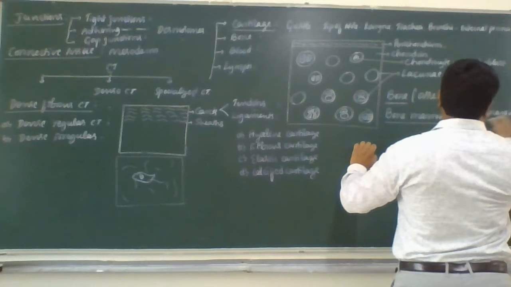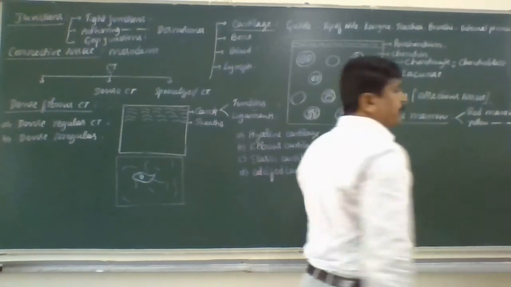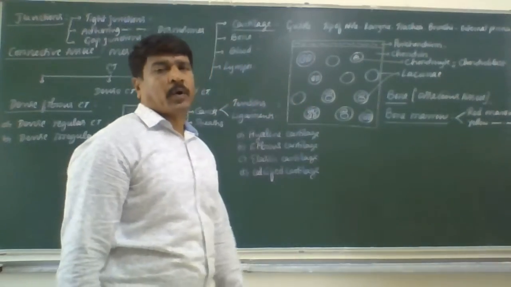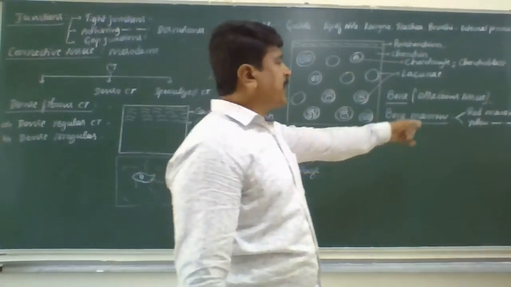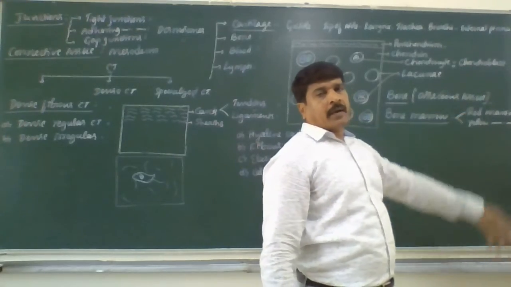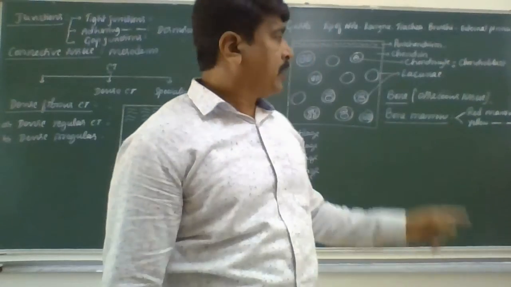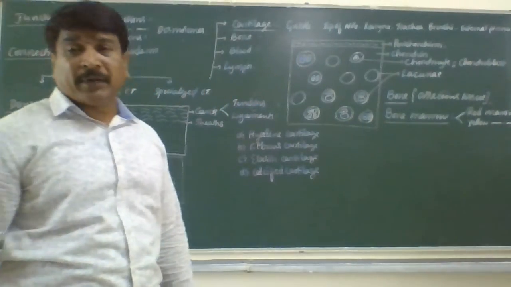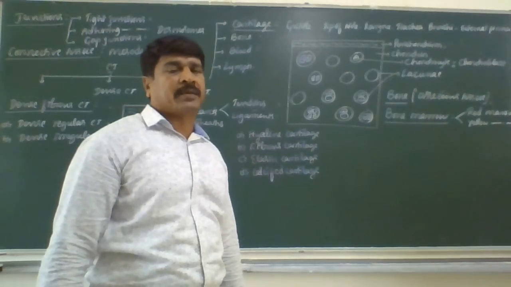Namely red marrow and yellow marrow. Red marrow is meant for the production of the blood cells. That is why bone is the seat of blood cell production. And yellow marrow is meant for the storage of the fat.